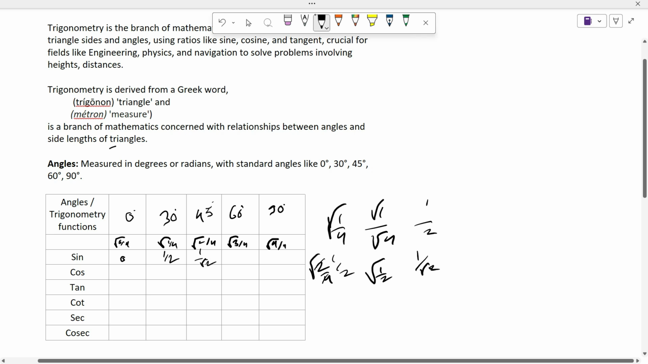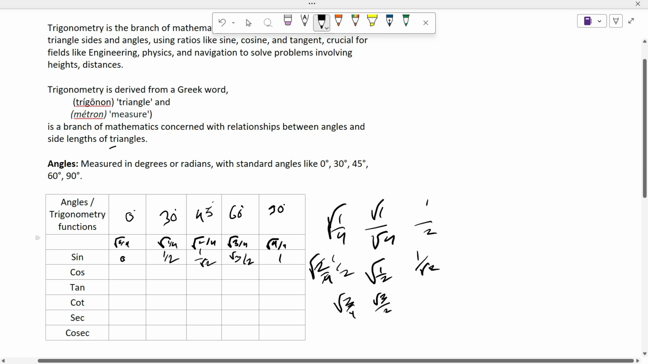Next comes square root of 3 by 4. Square root of 3 is as it is, and square root of 4 is 2. So we will get the value here as root 3 by 2. And square root of 4 by 4 is nothing but 1. Finally we will get 1 here.